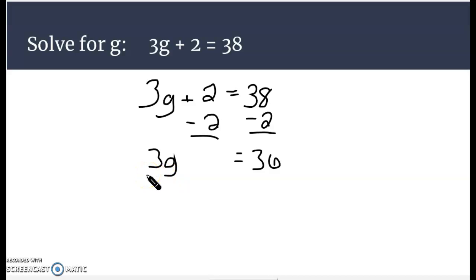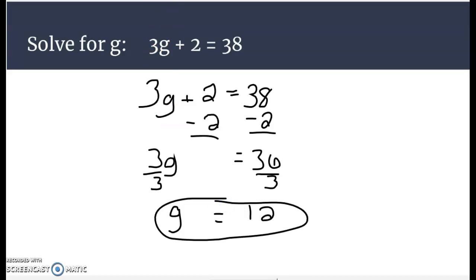And then to undo multiplication, I'm going to divide. I'll show that with the little fraction bar. Divide by 3, divide by 3. Notice I do it to both sides of the equation. And 36 divided by 3 is 12. That appears to be our answer. Now, to check it, that's step 5, to make sure this works, we can take this 12, substitute it back into g just to verify.